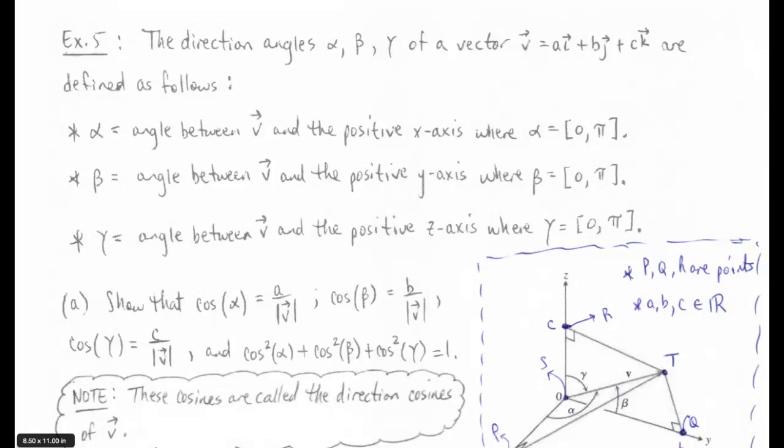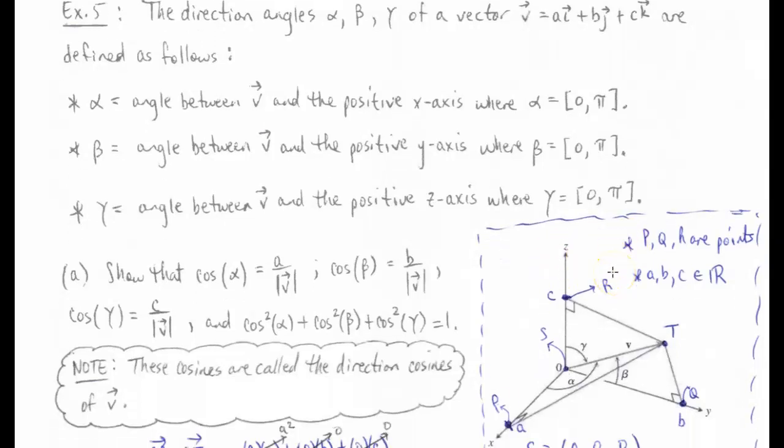The main thing here is that this question talks about the direction angles alpha, beta, and gamma for a vector in 3D space, whereas components are in terms of the i, j, and k unit vectors, which are just the unit vectors for the x, y, and z axes respectively.